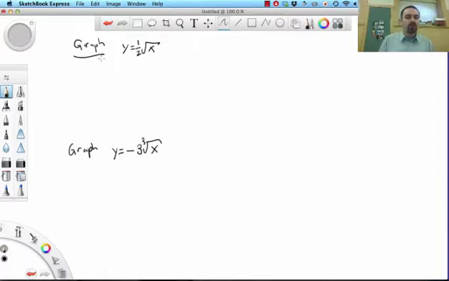So we're going to look at graphing, first of all, y equals 1/2 root x, and then we'll graph y equals -3 cube root of x, and then we'll do one more after that as well. So let's start with y equals 1/2 root x. The first thing we want to do here is get a sense of what this looks like.